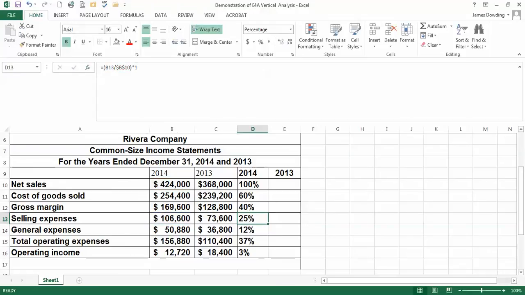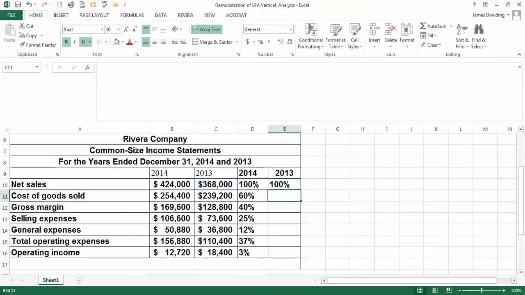Again, I can then do the same type of operation for 2013. Again, I'm going to put an equal sign, making it a formula. I want to take the value of net sales for 2013, which is 368. So I click on that cell, divided by that cell again. I'm going to put it in parentheses because I want to do the division first, times 1, or 100%.